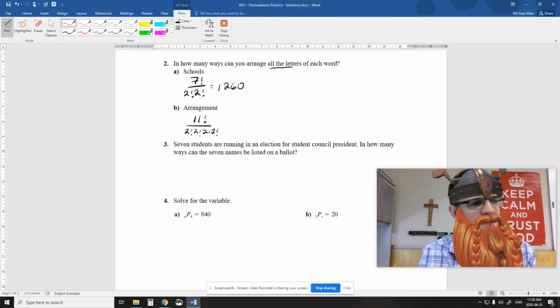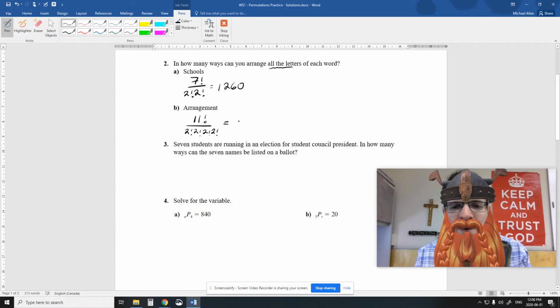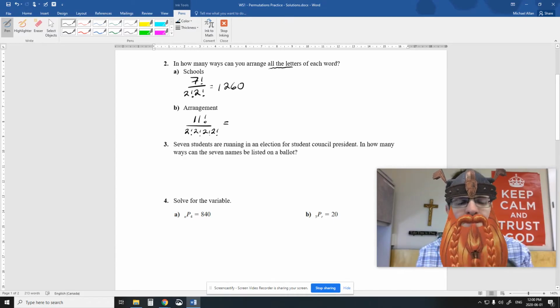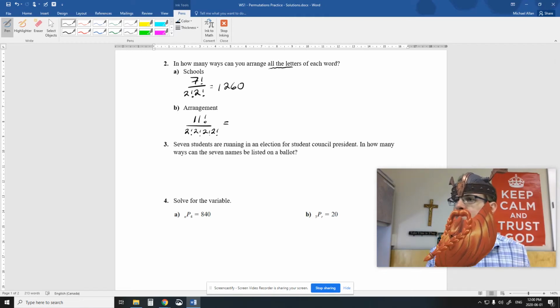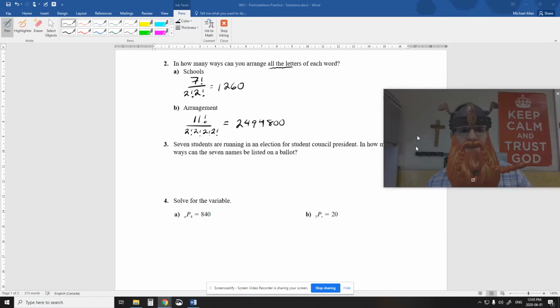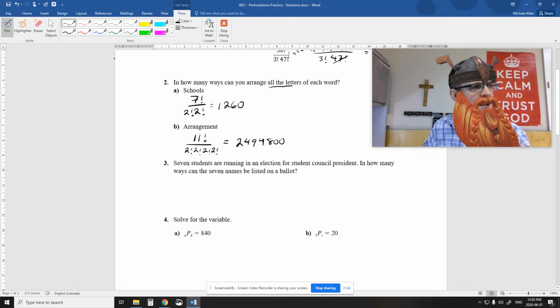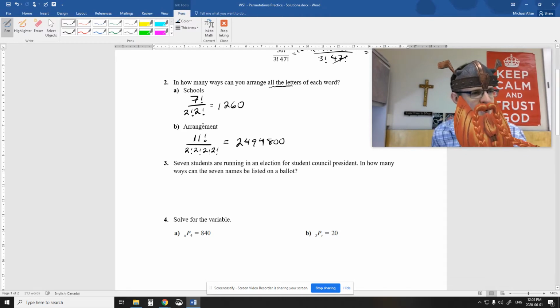2 times 2 times 2 times 2. So rather than being 39 million ways, it's only about 2 million because of the repetition, which I hope I didn't miss any of. I think everything's just 2s.